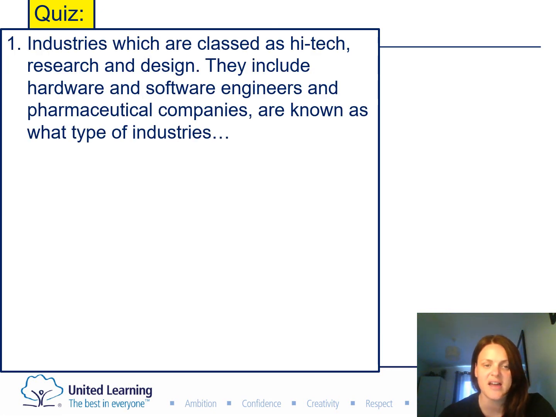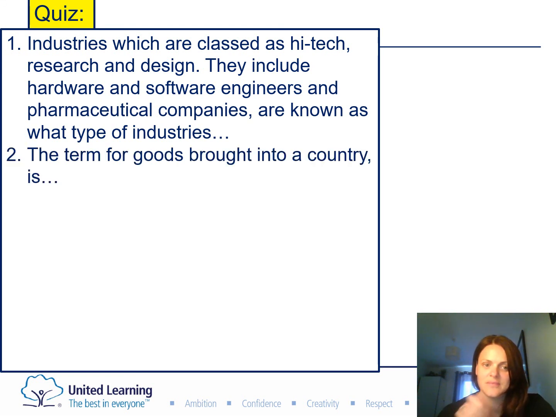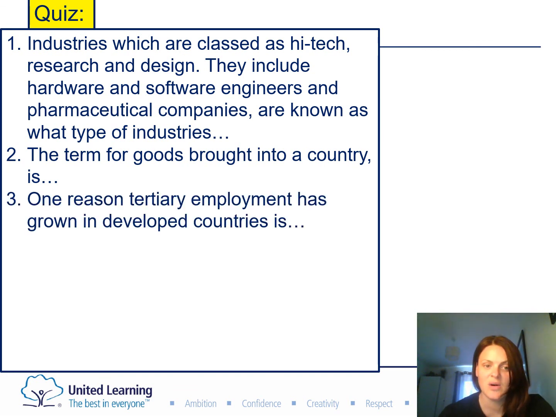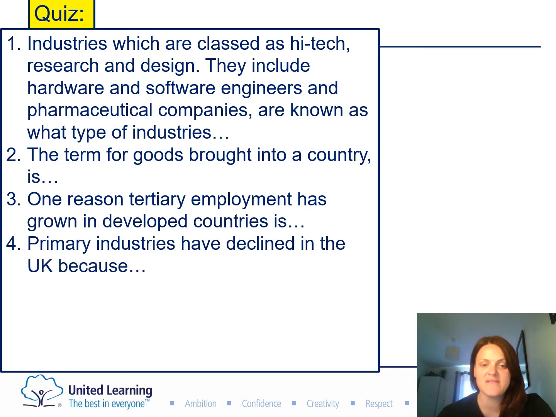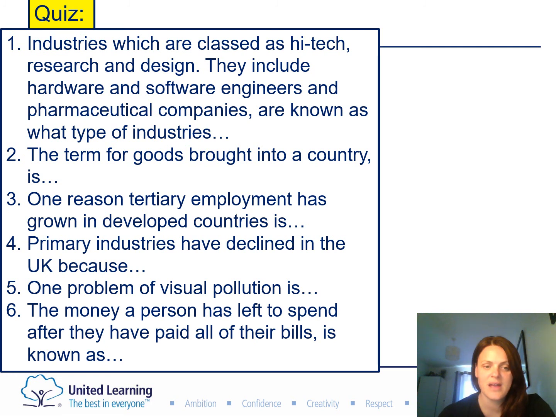Industries which are classed as high-tech, research and design. They include hardware and software engineers and pharmaceutical companies. They are known as what type of industry? The term for goods brought into a country is what? One reason tertiary employment has grown in developed countries is what? Primary industries have declined in the UK because of why? One problem of visual pollution is what? And the money a person has left to spend after they have paid all of their bills is known as what?